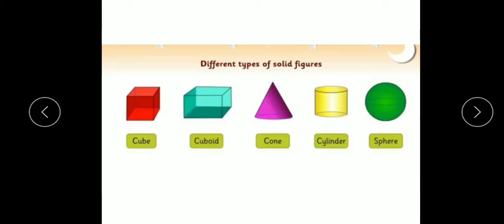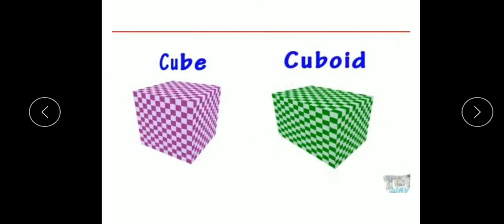So, there are different types of solid figures like cube, cuboid, cone, cylinder and sphere. These are all different types of solid figures, right? They are fixed shapes. Their shapes cannot be changed. But today, we are going to discuss only two solid figures, cube and cuboid, right?